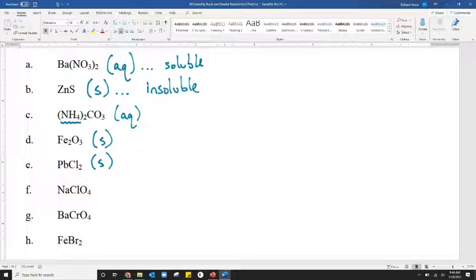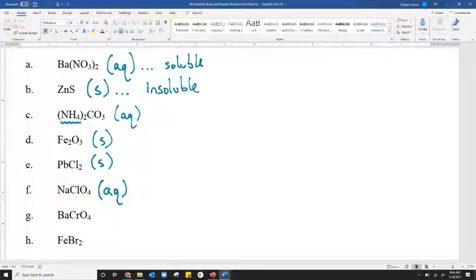Letter F. Lily, what'd you get for F? Soluble, you got it. I'll put AQ because it's soluble there. As soon as you see sodium, and you know sodium's in group 1 on the periodic table, there's your answer. It's soluble. Letter G. Callie, what'd you put for letter G?